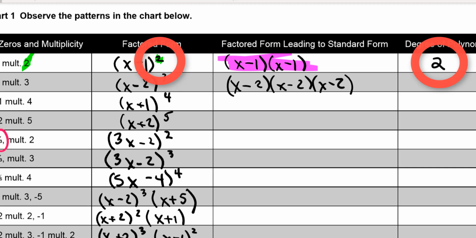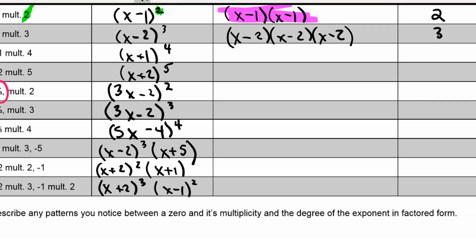Now, in the one below that, I have x minus 2 to the 3rd power. And then if you notice, I have 1, 2, 3 factors of x minus 2. So the degree of that one would be 3. And that's how you would take a look at that. But then let's go down here, do a couple of these other guys.